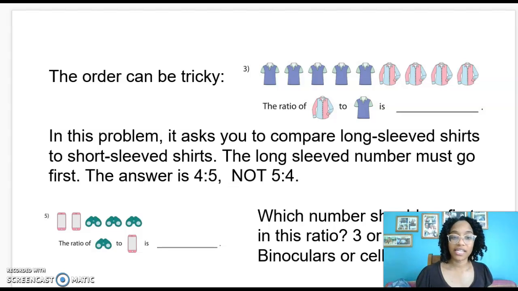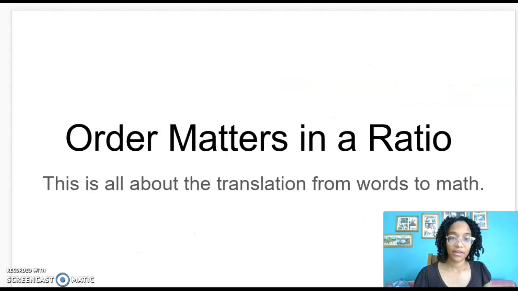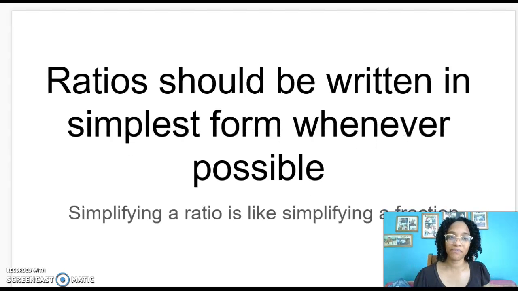Which number should go first in this ratio? Should it be 3 or 2? Should it be the binoculars or the cell phones? Well, look at the pictures in the bottom row, and that's going to tell you. Here are the answers that we can see from the problems on the screen before. Order matters in a ratio. That was our first mistake. Let's go on to the second one.